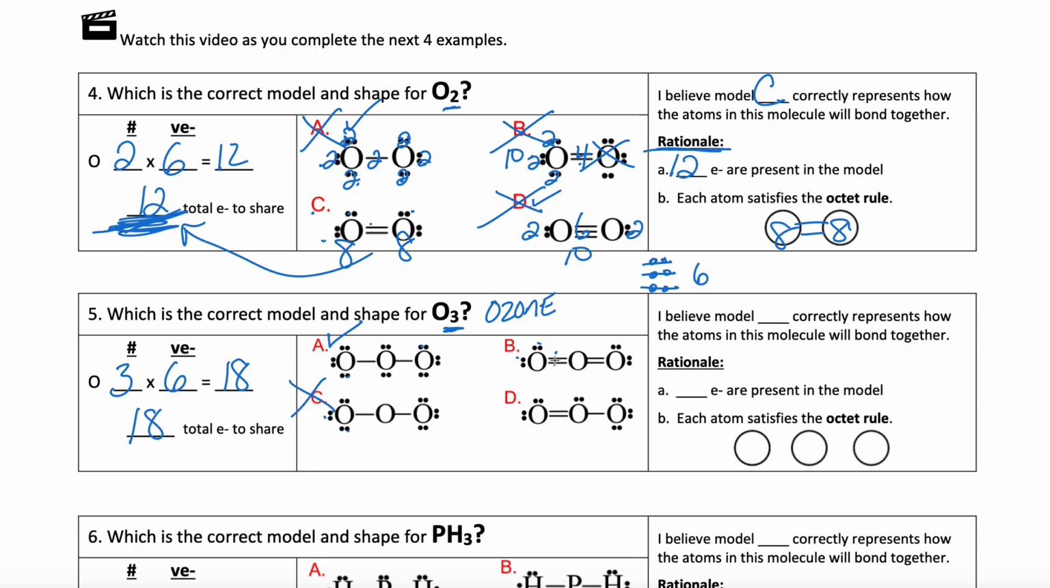B. Let's check out B. 2, 4, 6, 8. That oxygen looks good. The center oxygen looks great. It's got 2 double bonds on each side. 2, 4, 6, 8. That one looks good. The one on the right, 2, 4, 6, 8. That one looks good. Everybody's got 8 in B. It could be B. So we're going to make a little mark here showing that B is an option also.